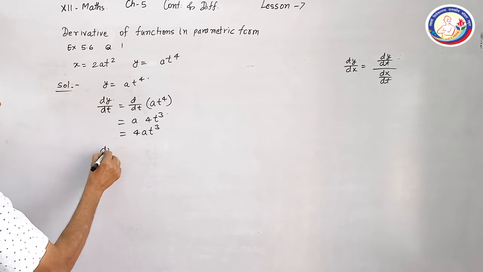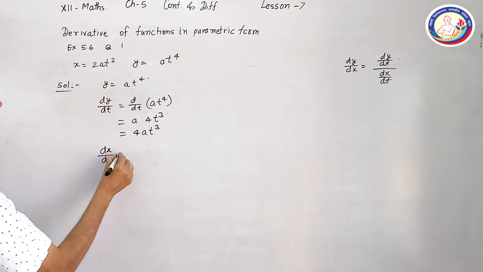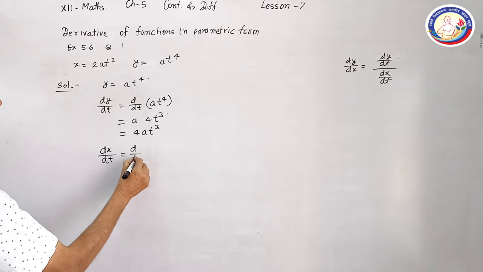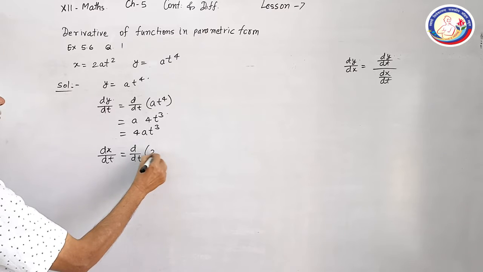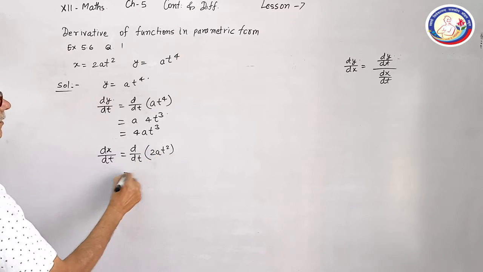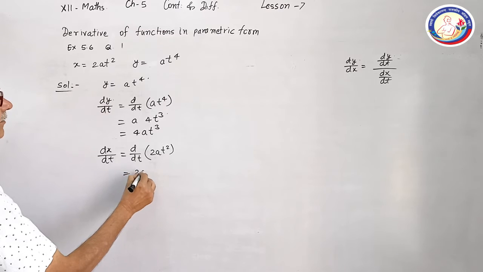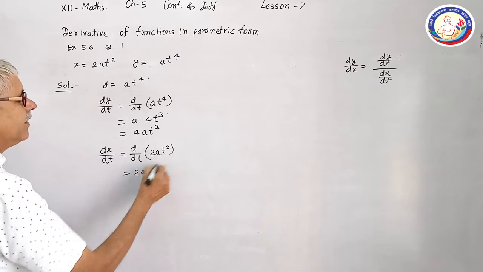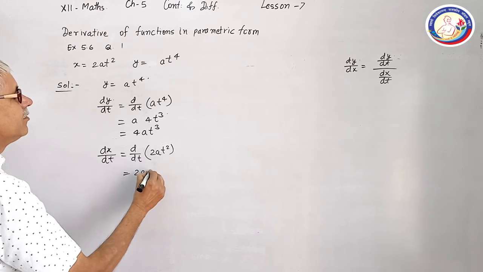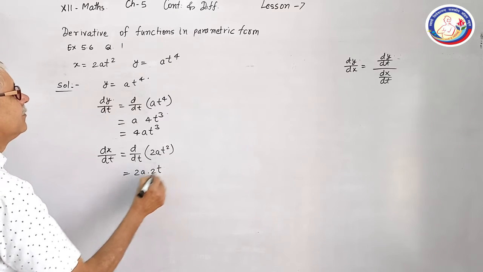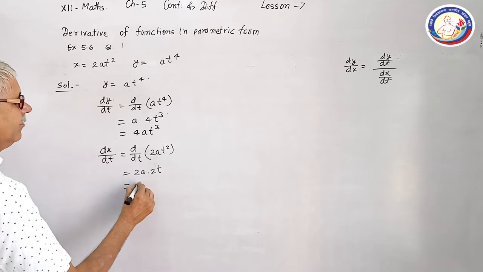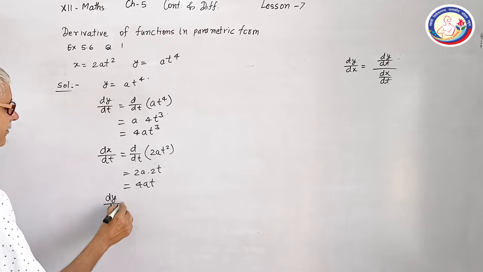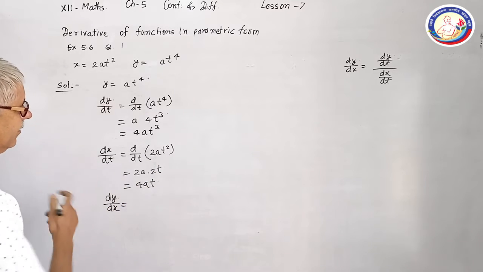Now, the derivative of x with respect to t. The derivative of this function 2at square. Here 2a is constant, so we will write 2a, and the derivative of t square is 2t, that is 4at. Now the derivative of y with respect to x in parametric form, where y is at raised to power 4 and x is 2at square.